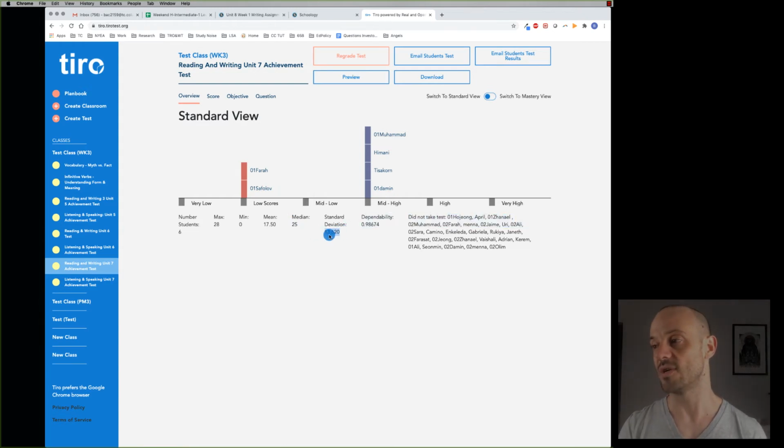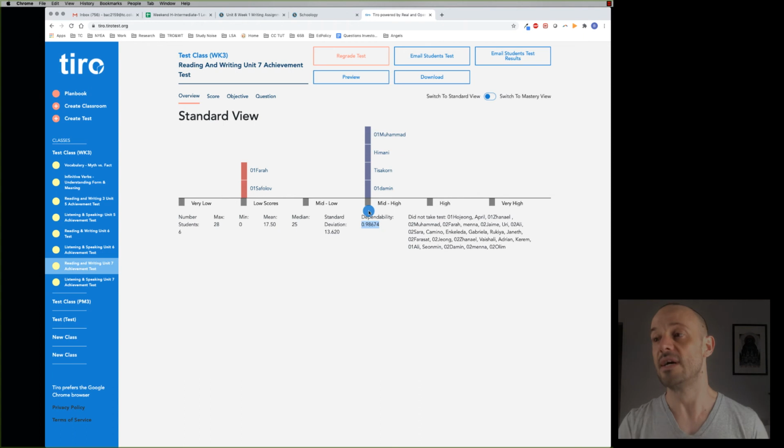But look here, you can see my test is really high dependability. That means that this test is actually a pretty good test. Perfect dependability is 1.0. So I'm really happy with how well my test is performing. And each of these students here are one standard deviation above the mean. So that means that they're doing pretty well. They're doing better than average.